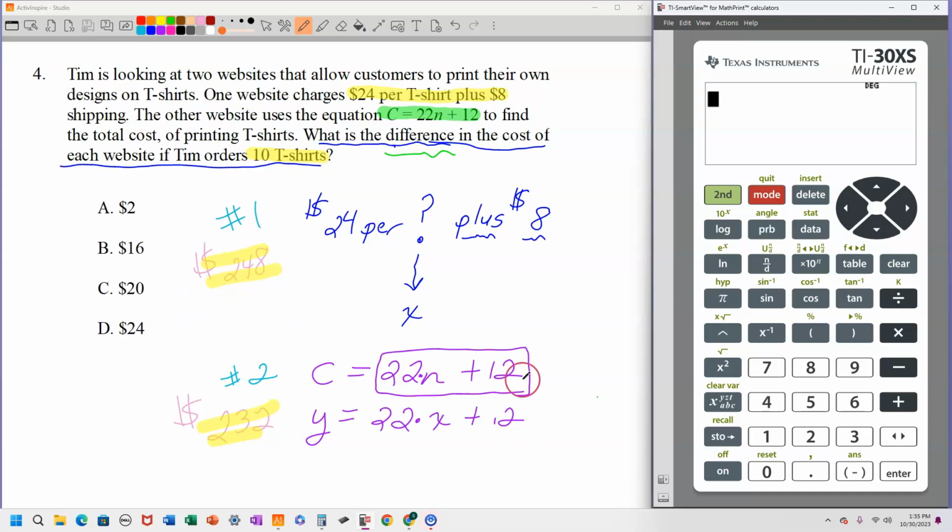I'll take the 248. Subtract, because it's the difference, 232. And I get $16. So what's the difference in cost of each website if Tim orders 10 t-shirts? $16, which is answer choice... let's move to the next question.